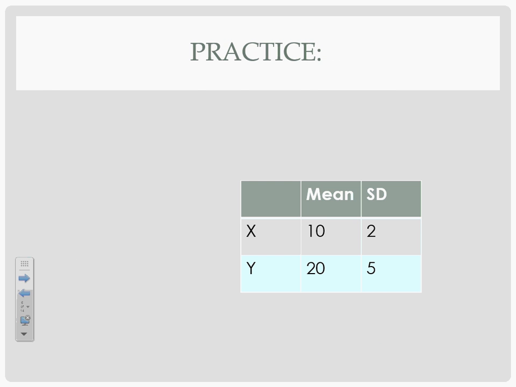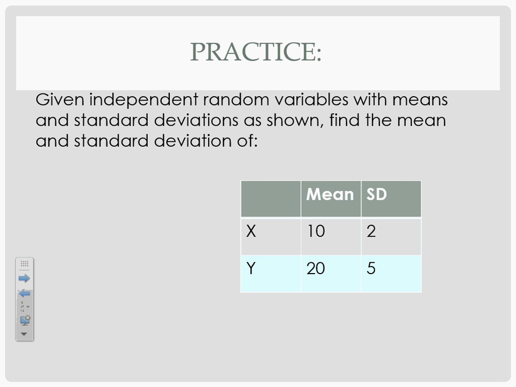So quick example here. Let's say that we have these independent random variables x and y. So maybe we'll say x is the number of years a dog lives, and then y is the number of years a cat lives. So dogs on average live about 10 years with a standard deviation of 2 years.